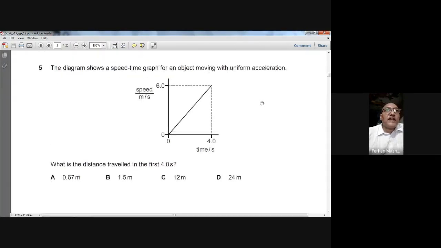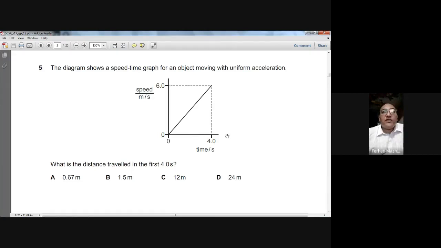Okay, on your screen we have question number 5. The diagram shows a speed time graph for an object moving with uniform acceleration. What is the distance traveled in the first 4 seconds? You know, if a speed time graph is given to you, you can find the distance traveled. Distance traveled is equal to the area under the speed time graph. The area under the graph is in the shape of a triangle, so you can apply the formula 1 by 2 into base into height.